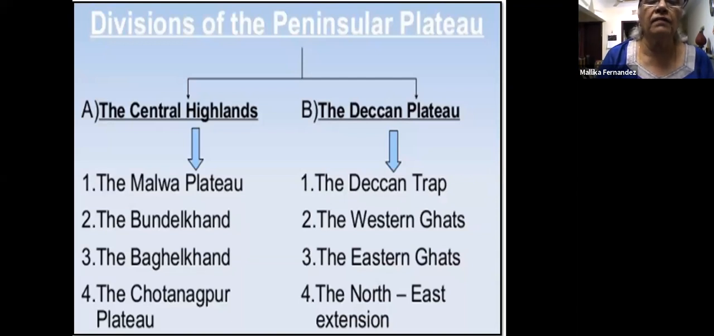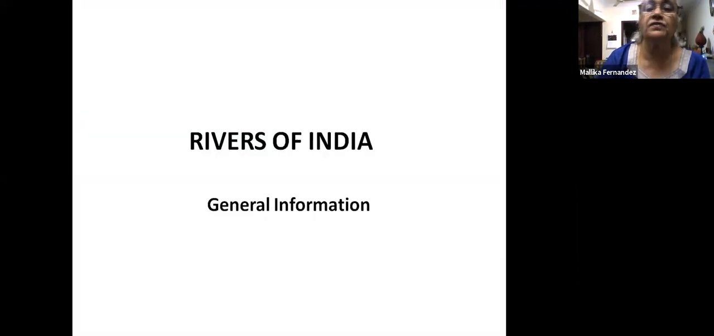Malwa, Bundelkhand, Bagelkhand, Chotanagpur. The Malwa includes Aravalli Hills. Bundelkhand and Bagelkhand is the Vindhyas Satpura region and Chotanagpur Plateau, right? Then you have the northeast extension, which should have been here. Deccan Trap, you have the whole Deccan Trap, north, south, Western Ghats, Eastern Ghats, and the northwest extension. That's an error there. I've not been able to find another division.